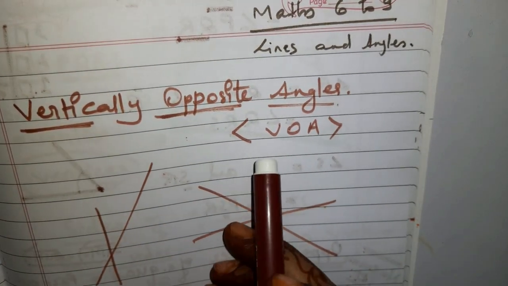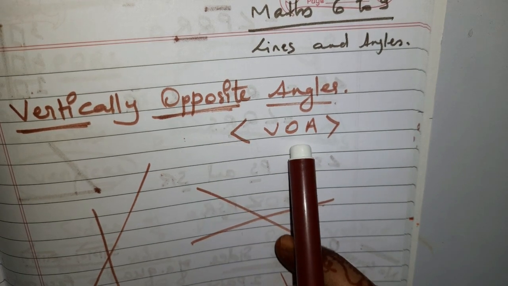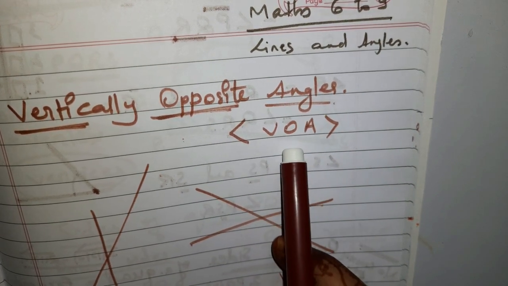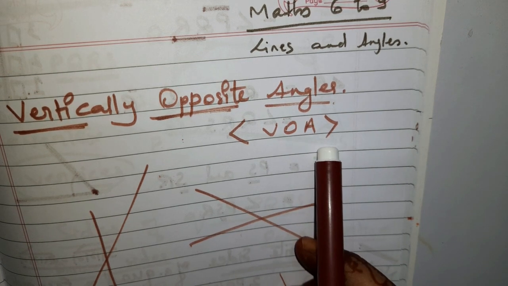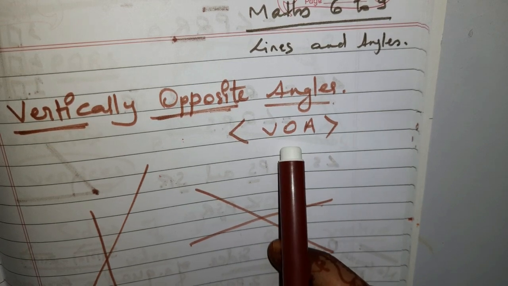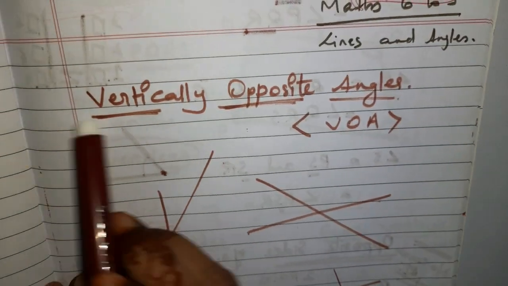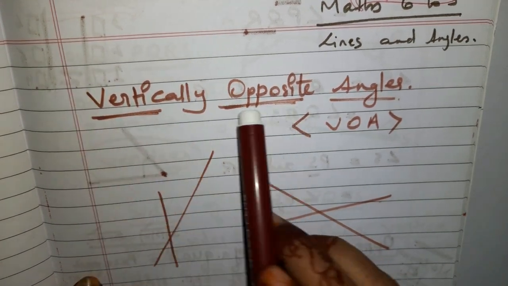Now let's talk about vertically opposite angles. In short we used to generally write VOA, though it is not so very correct to write like this, but it's okay if we are using it, no problem, we can use. Now vertically opposite angles, where we are going to use these terms.